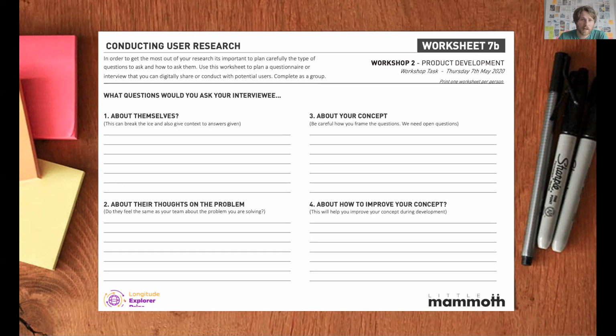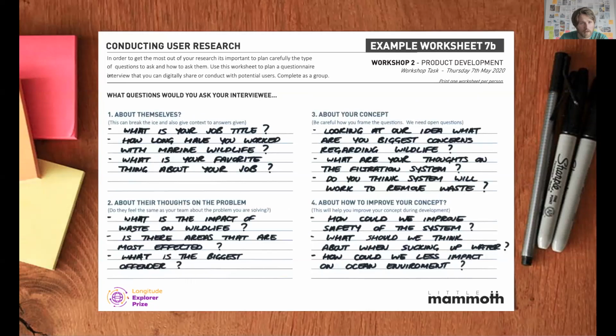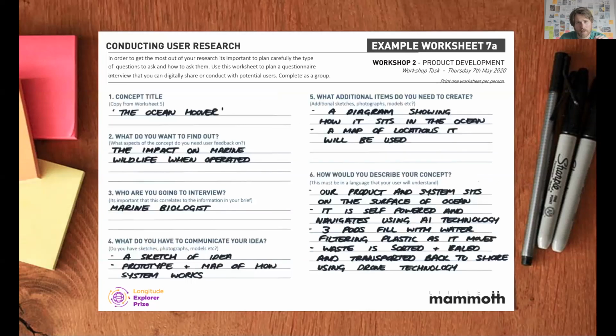We then need to talk about your concept. So think about questions that ask what they feel about your concept and whether they understand it. And then fourth, we want to ask them how you could improve your concept. So what kind of questions might you ask at this stage? We've got 2 examples here, and these are examples that are available online, but you can also have a look here on the presentation.